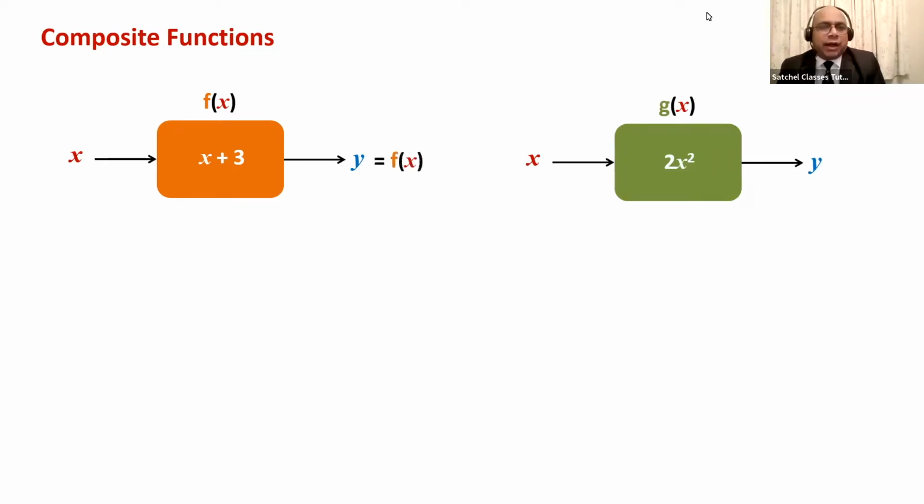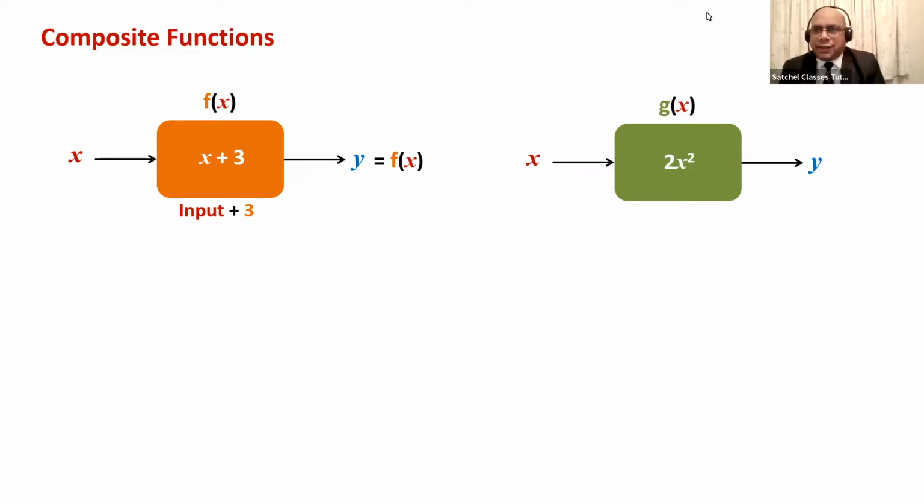So the output in the first case is f of x and the output in the second case is g of x. How is the output linked to the input in the first case? It is input plus 3. So whatever value x takes, you add 3 to get the value of y. Right? So input plus 3 is your output.